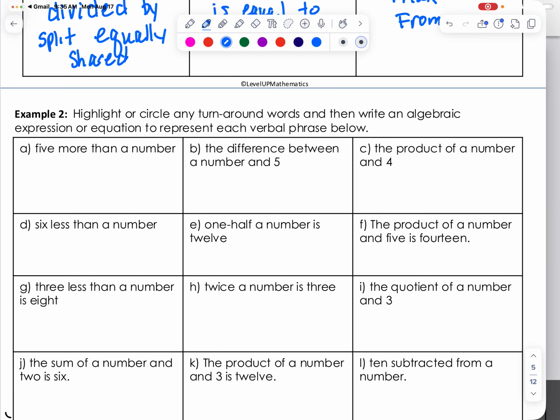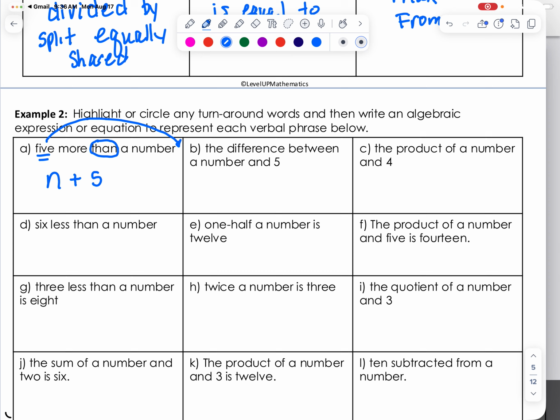So in problem A, we have 5 more than a number. So here's a turnaround word. And what this turnaround word does, when you have a turnaround, it means whatever number came first is going to go at the end of the phrase instead of the beginning. So we're going to use the letter N for a number. So we have N, a number, and we want 5 more than that. So that means we would have to add 5 to the number. So 5 more than a number would simply be N plus 5.